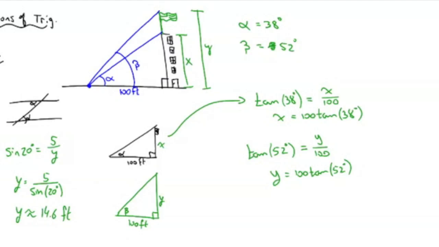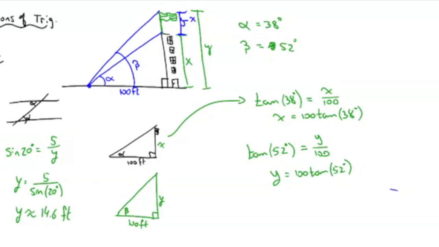Why wouldn't you add them? Because what you're looking for is this distance here. So this would be y minus x. If you add them, they're just stacked on top of one another. So it'd be the building and the flag, and you'd have this thing that's out in space.